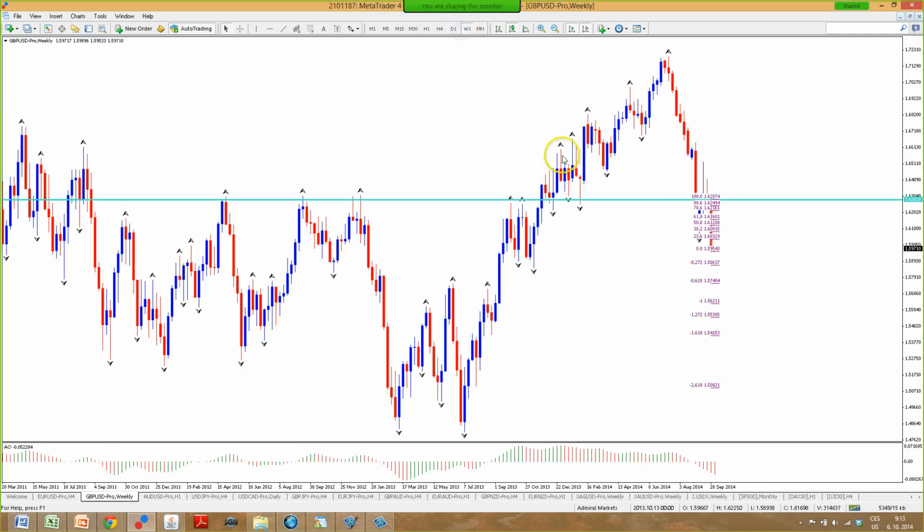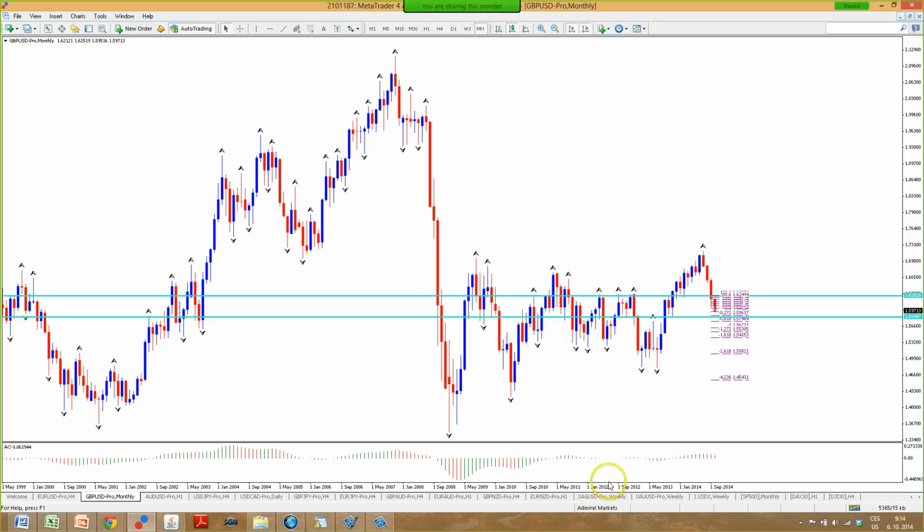Let's see what kind of targets I have in mind. 158.60 is the first target. When it moves down, it's also equal to this bottom here. Obviously, this is a support level. If it breaks below 158.50, 158.60, then 157.50 comes into view. So that's basically, roughly speaking, what I'm expecting on the pound.